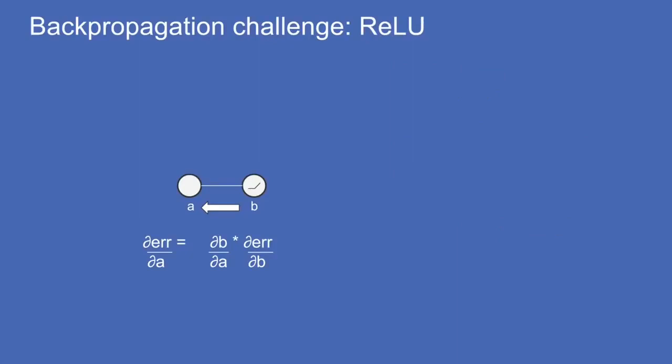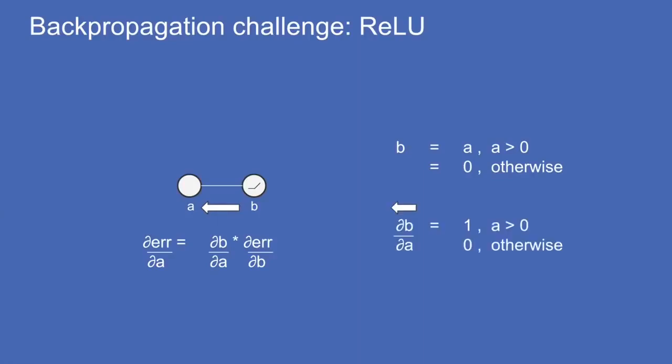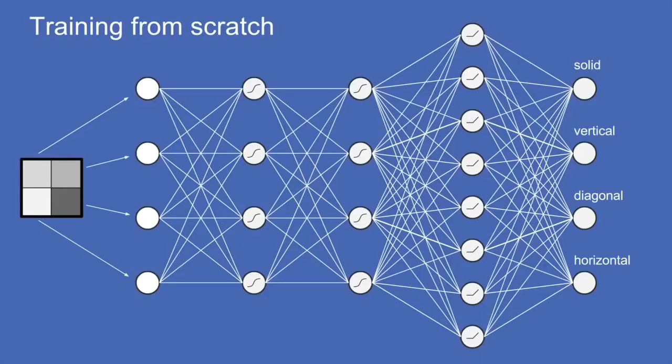Another element that we've used is the rectified linear unit. Again, to figure out how to backpropagate this, we just write out the relation. B is equal to A if A is positive, otherwise it's 0. And piecewise, for each of those, we take the derivative. So dB dA is either 1 if A is positive, or 0. And so with all of these little backpropagation steps and the ability to chain them together, we can calculate the effect of adjusting any given weight on the error for any given input.